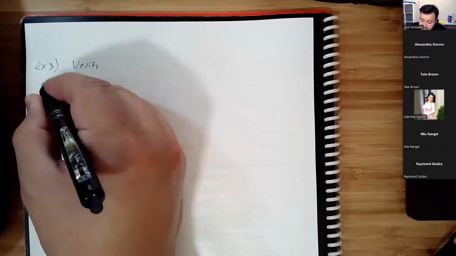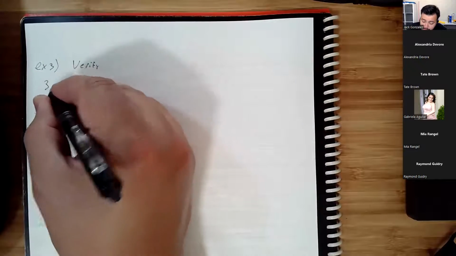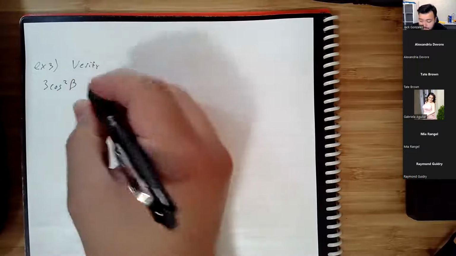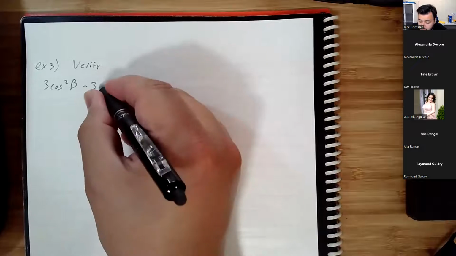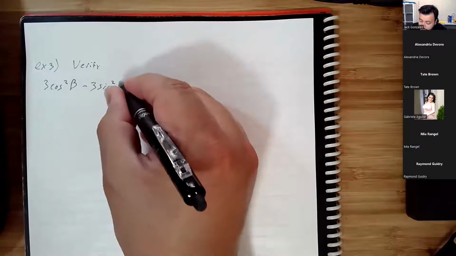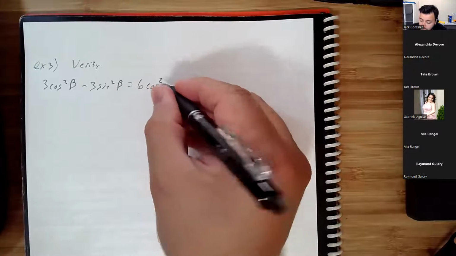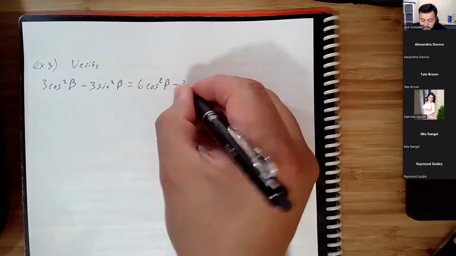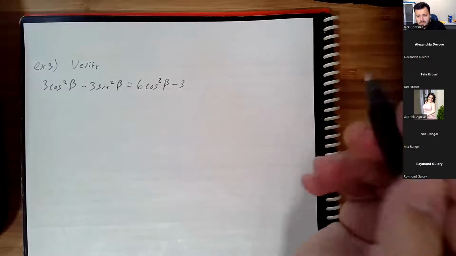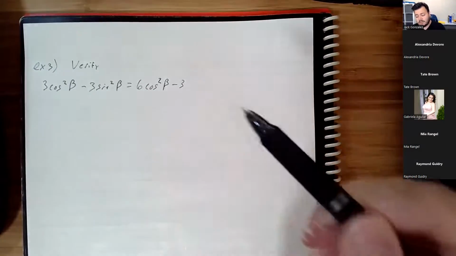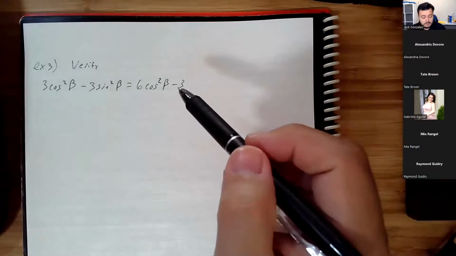Okay, so the instruction is going to be the same. Just verify the identity or prove it, whatever. Just start on one side and get to the other side. Here they use beta, but it doesn't matter. So instead of theta or x, it's cosine squared beta, sine squared beta, cosine squared beta.